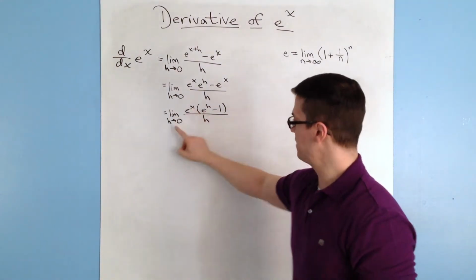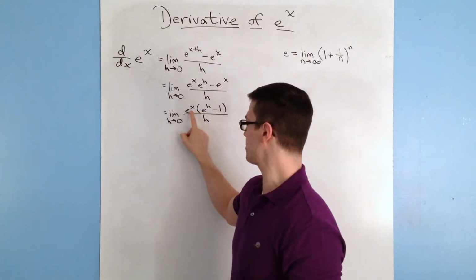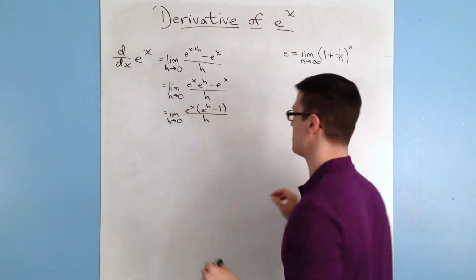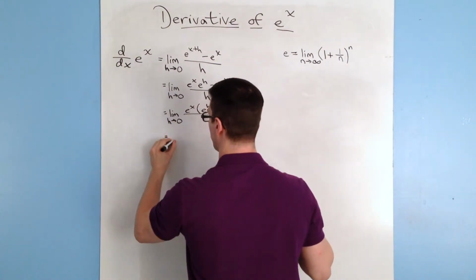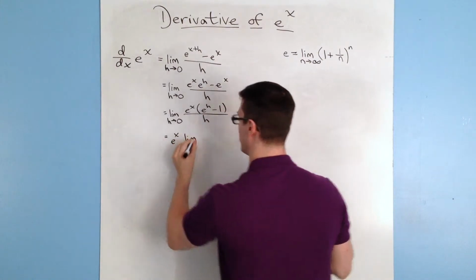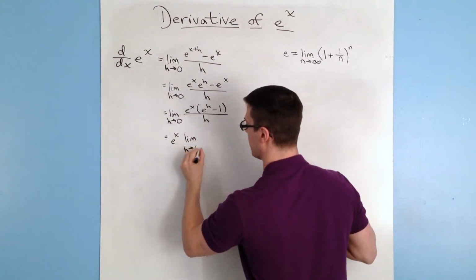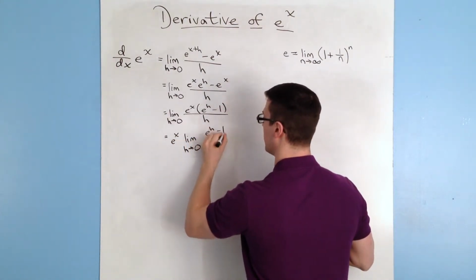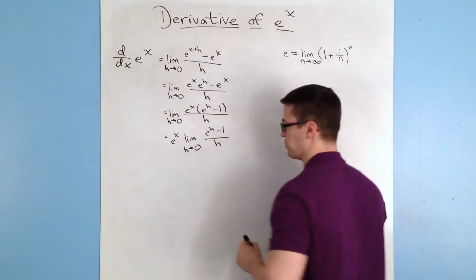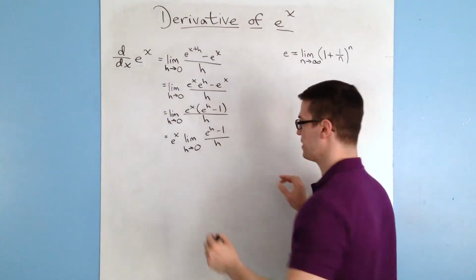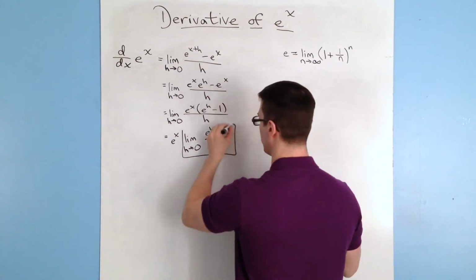This e to the x is not affected by the h going to 0, so I'm actually going to pull this out and put it in front of this limit notation. So you'll end up with e to the x times the limit as h goes to 0 of e to the h minus 1 over h. This term right here, I'm going to put a box around it.